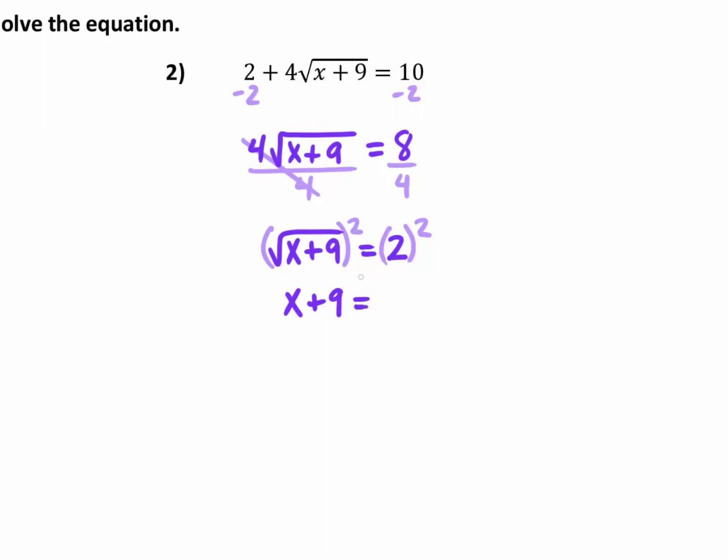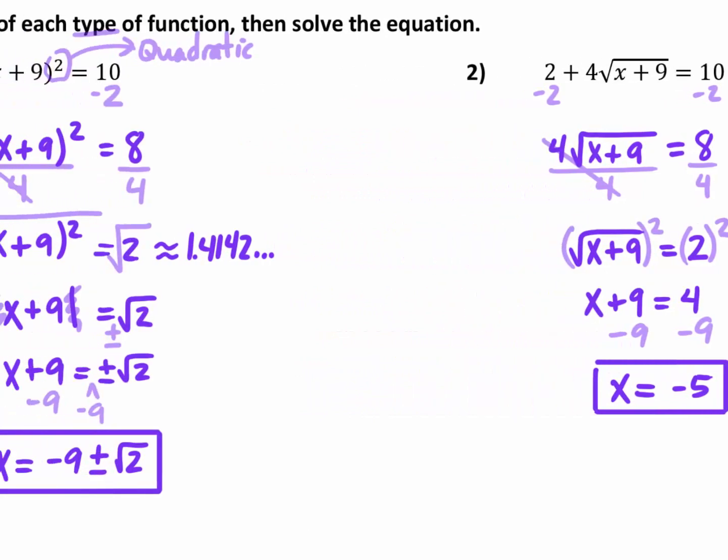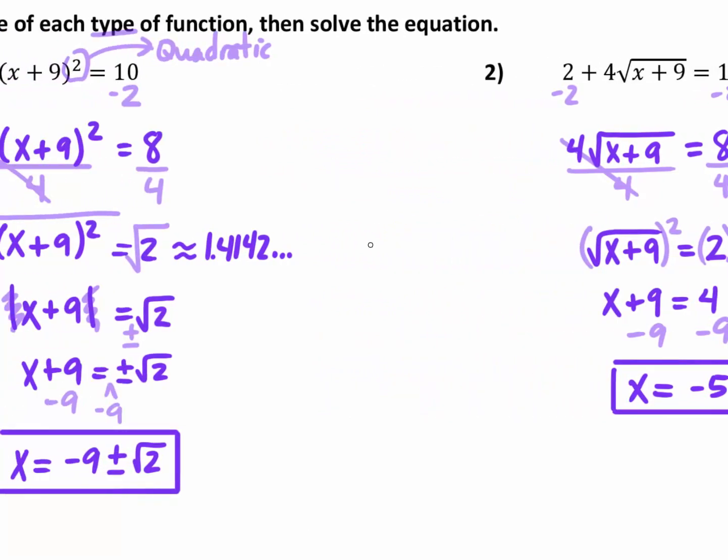We get x plus 9 there on the left, only the positive case, and that's equal to 2 squared, which is 4. Now we subtract 9 and subtract 9. And 4 minus 9 leads me into the negatives. X is equal to negative 5. There we go. So it's very similar work between these two problems, step by step, but there's a difference in the middle of when we get a plus or minus versus just plus. That's something to really know.